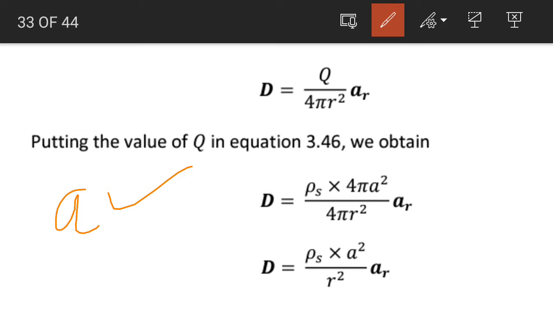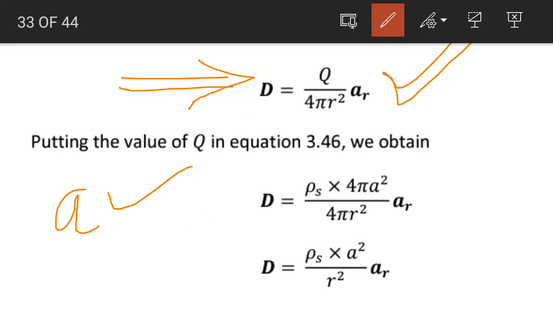So if it almost behaves like a point charge, then the electric flux density at the given point due to a point charge will be equal to Q by 4 pi r square into a R. So this is how we calculate the electric flux density at the given point due to a point charge. We assume that the radius of the source is so small that the source almost behaves like a point charge. So we apply this particular equation.